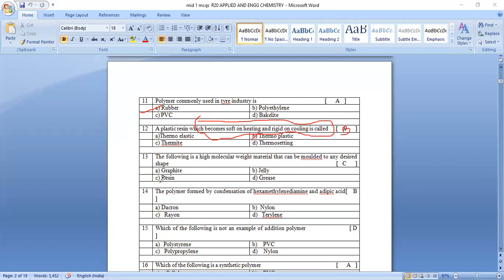The high molecular weight material that can be molded to any desired shape is resin.